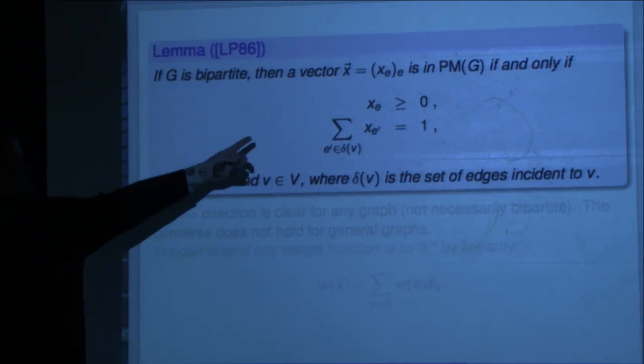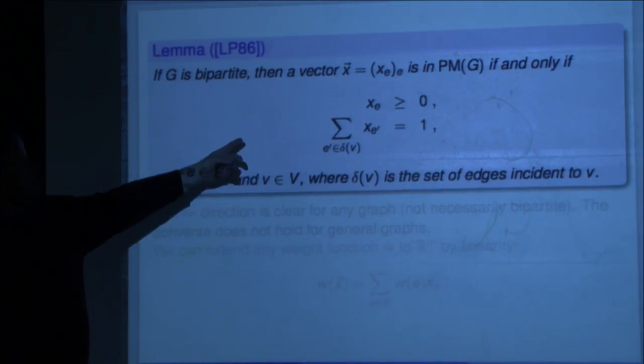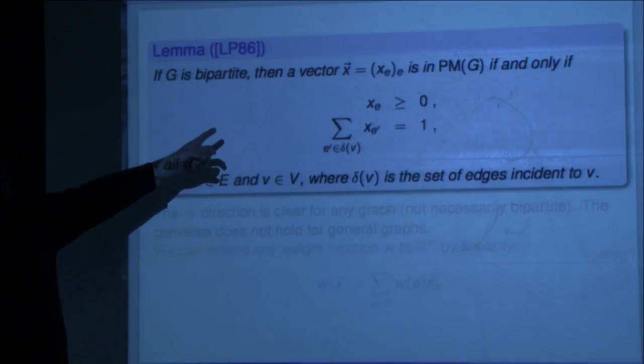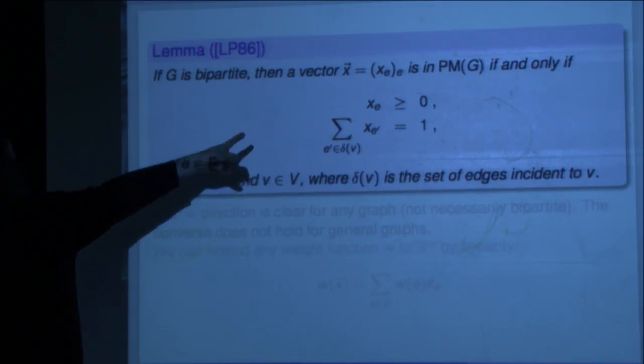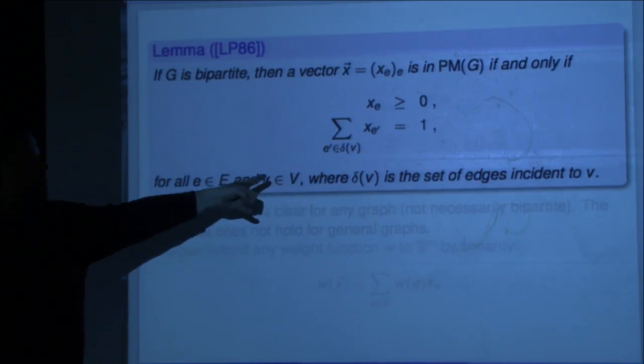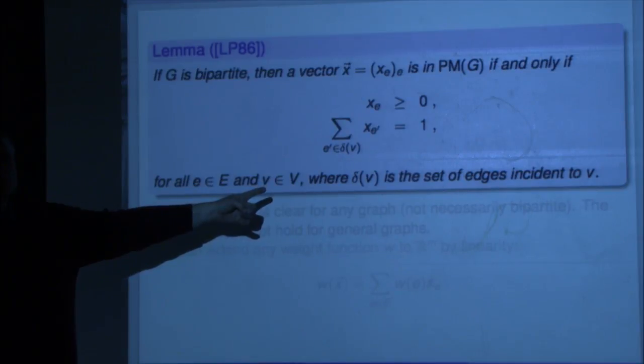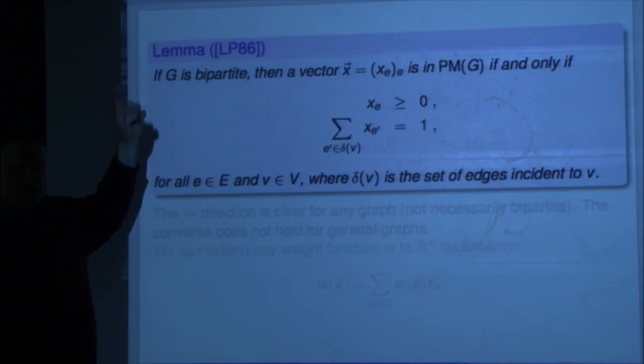And this is obviously a convex set. So one of these directions is obvious. If you are in PM of G, then you certainly satisfy this. The other direction is also true. It's not so obvious. It's not too hard to prove. But it only works for bipartite graphs.